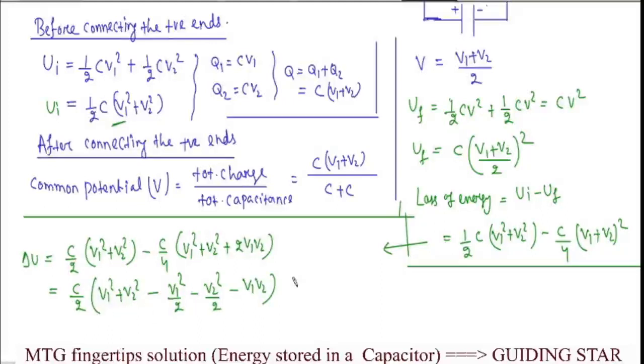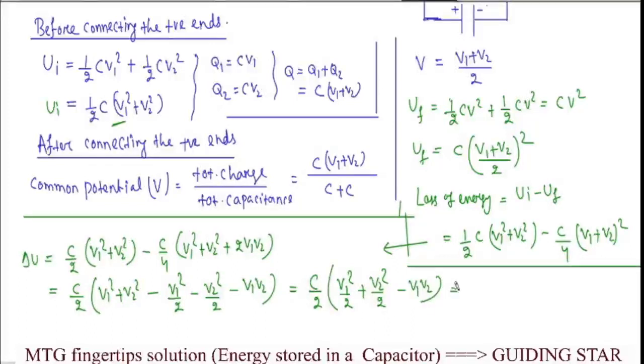So finally after that we proceed ahead. So it will be C by 2. So V1 square minus V1 square by 2 will be V1 square by 2, plus V2 square by 2, minus V1 V2.